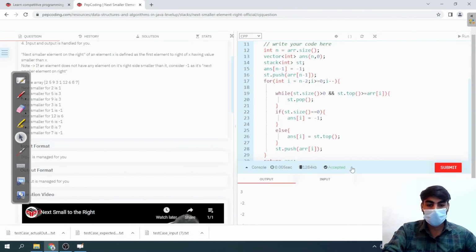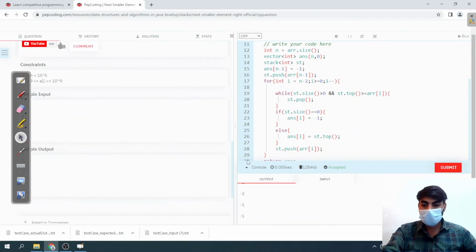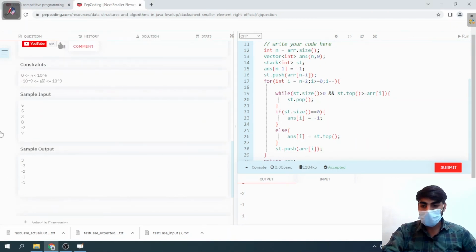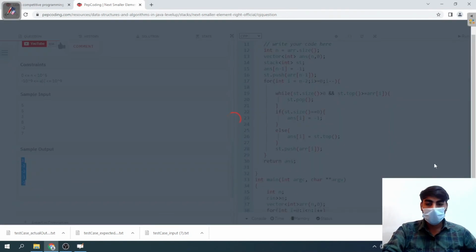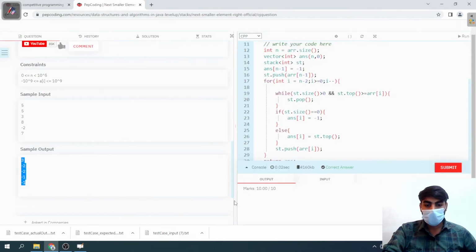Okay, so that's accepted. We get 3 -2 -2 -1 1. So let's see in our sample output what we want. In the same, here you can see 3 -1 2 -2 -1. This is similar to our sample output. Try to submit it. So we submitted it successfully. We get 10 out of 10.